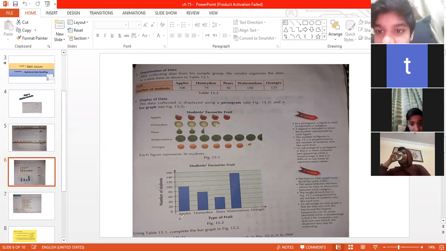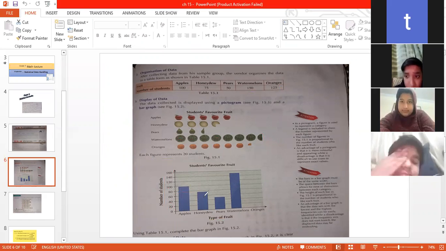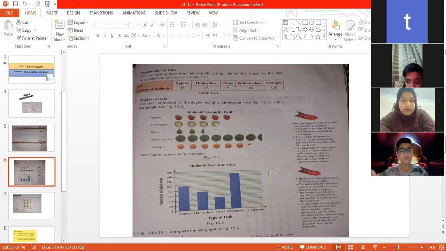Now come towards the bar graph. If you can see, the total number of apples is 100. Apples are 100, honeydew is 75, pears are 50, watermelon 150, and oranges 125. Why has he not taken the oranges? Because in your book, the space is blank. You have to fill the graph of oranges by yourself.